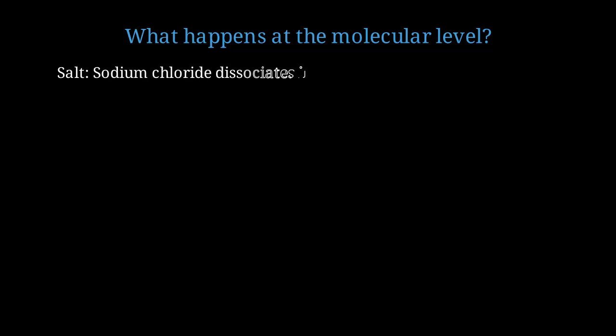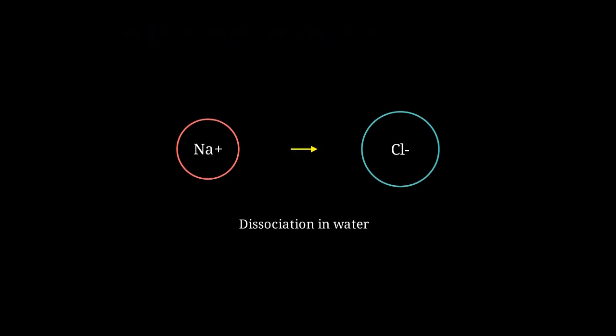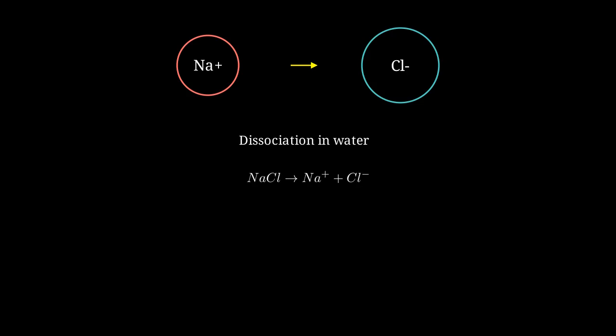First, let's talk about salt. Table salt is sodium chloride, NaCl. When dissolved in water or in the moisture on your tongue, it dissociates into positive sodium ions and negative chloride ions. Here we see sodium chloride dissociating. The smaller red sphere represents the sodium cation, and the larger blue-green sphere represents the chloride anion. Sodium chloride dissociates into Na+ and Cl-.